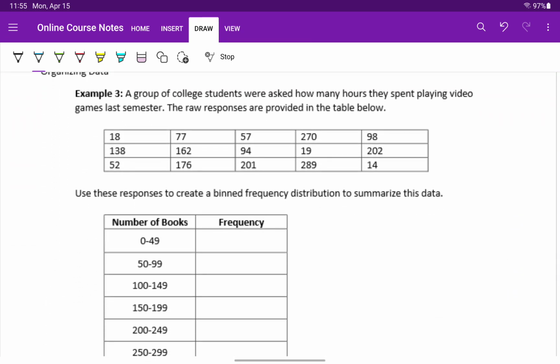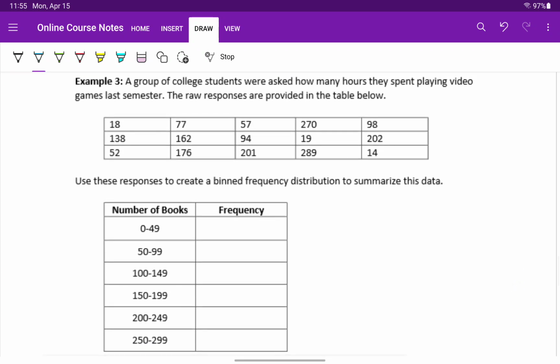When we're talking about quantitative data, we can also look at creating a binned frequency distribution. So that's our difference in this last example. Here, a group of college students were asked how many hours they spent playing video games last semester, with the responses provided below. The advantage of a binned frequency distribution is, in this case, that the numbers can be so varied. Just looking at the number of times, say, 77 occurs, wouldn't be very useful.